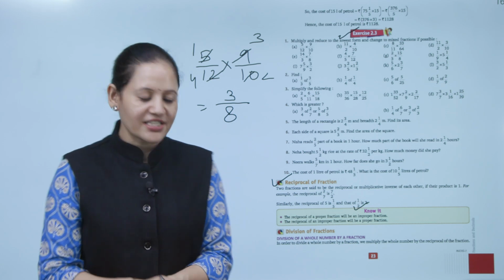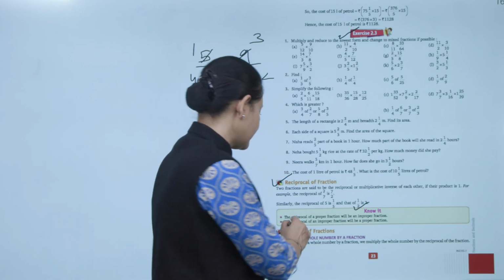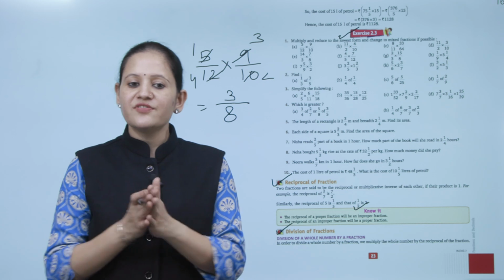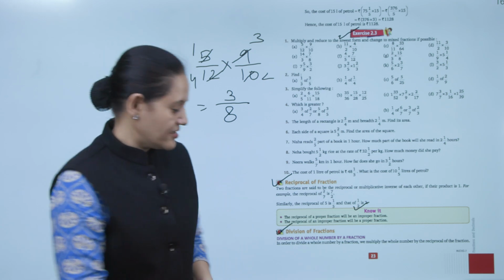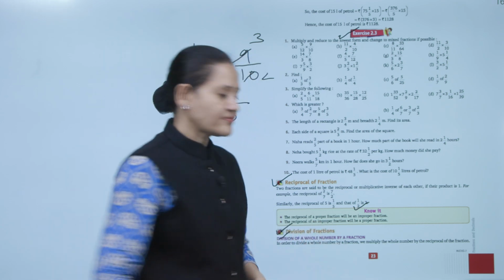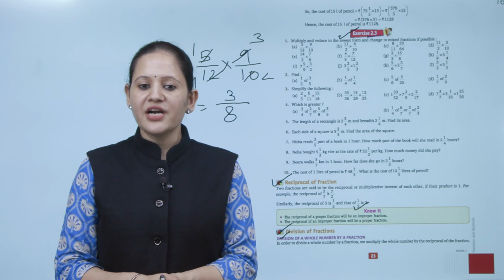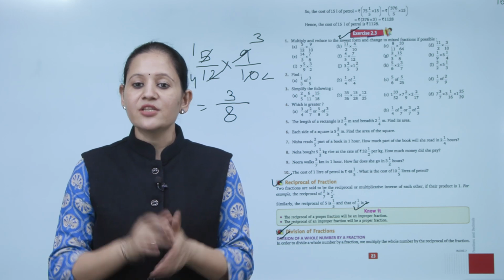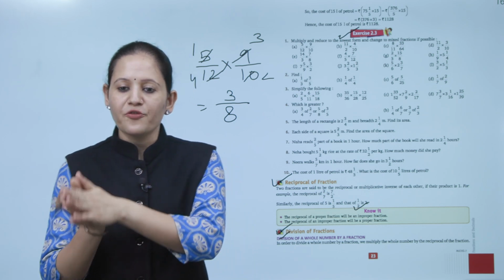Next is division of fractions. First, division of a whole number by a fraction. In order to divide a whole number by a fraction, we multiply the whole number by the reciprocal of the fraction.